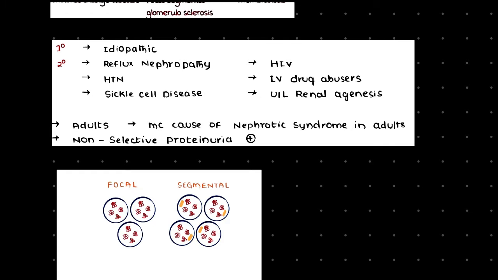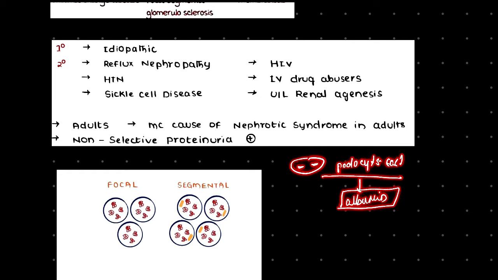Because the podocytes are damaged, there will be effacement of podocytes. As there will be effacement of podocytes, the negative charge on podocytes will be lost, because of which the albumin, which is normally not present in urine, will now get filtered. Albumin is a low molecular weight protein, and because of this filtration of albumin, we call it selective proteinuria.